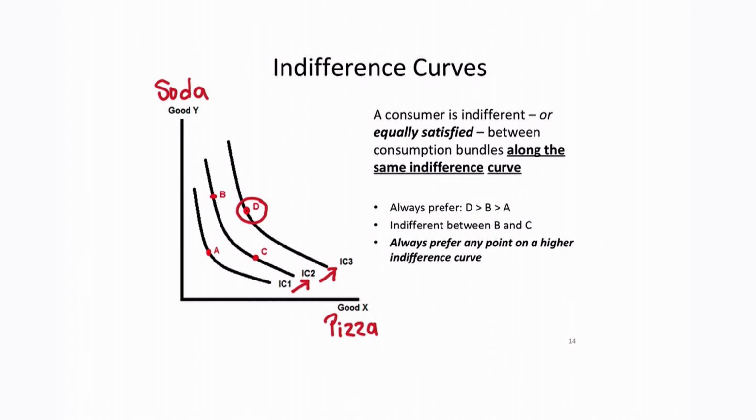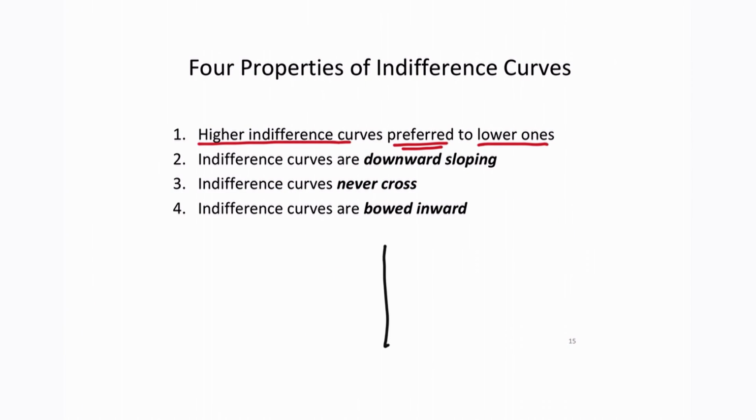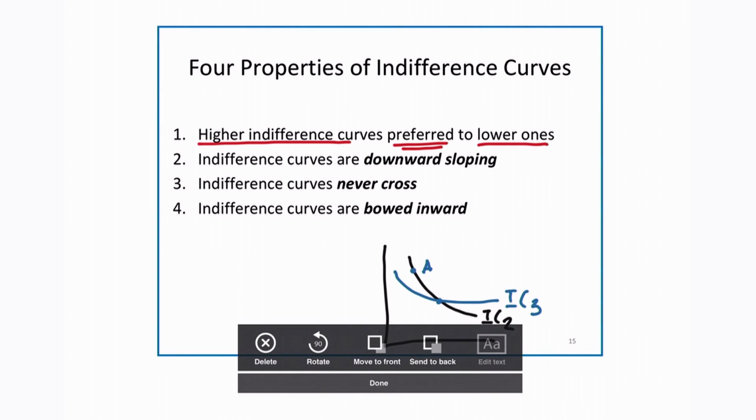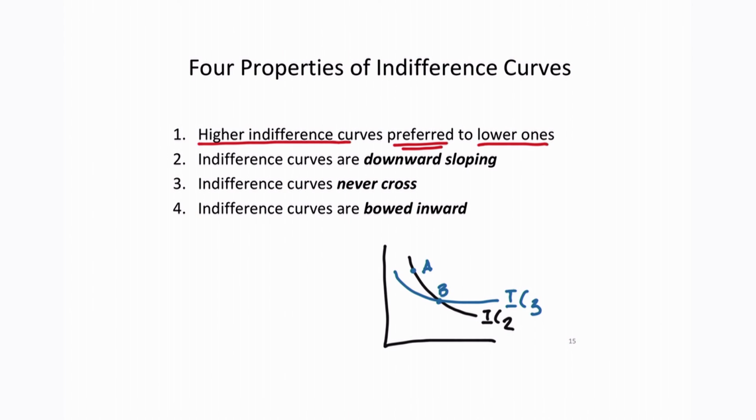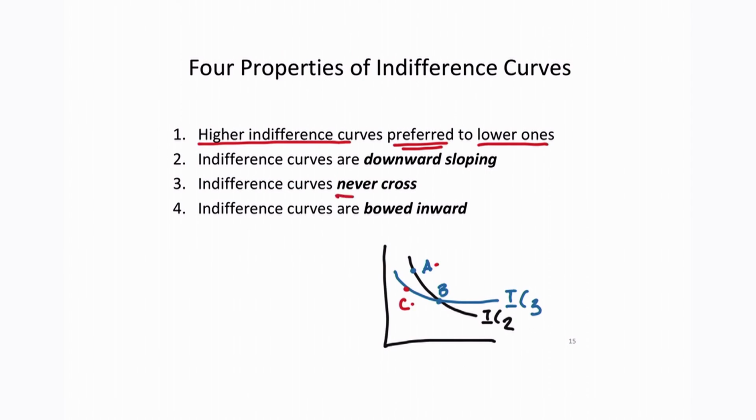If they cross, for example, we have indifference curve 2 and let's say indifference curve 3, well, this is going to tell us that point A should be equally satisfying as point B, and point C should be equally satisfying as point B. But clearly, A is better than C. So if indifference curves cross, then we get mixed messages about exactly what a consumer prefers. So our indifference curves will never cross.